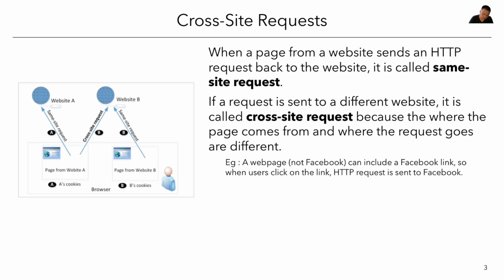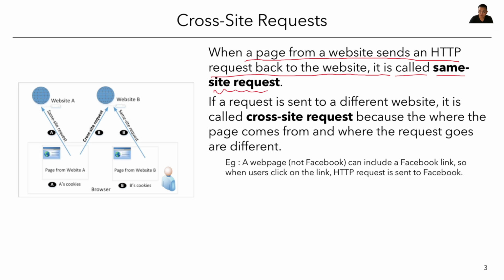When a page from a website sends an HTTP request back to the website, it's called a same-site request. So basically, a same-site request comes from the same web server. You have a web server, it sends some page to the user. When the user, say, clicks some button on this page, it will send back a request to the web server. This is called a same-site request. They come from the same site.